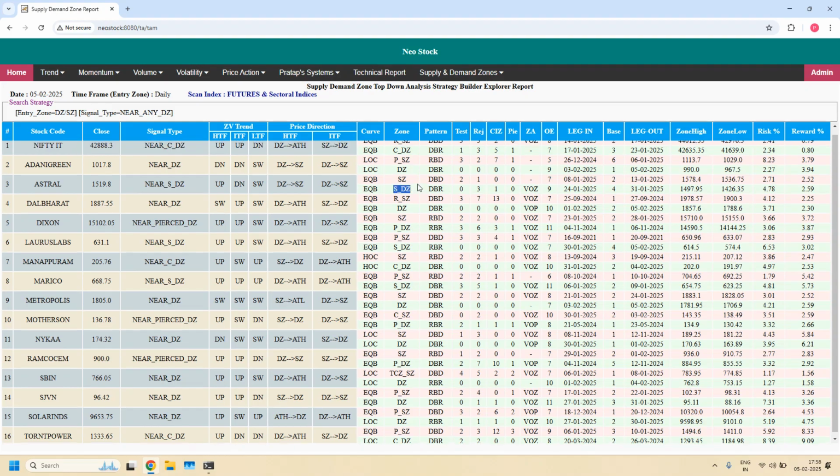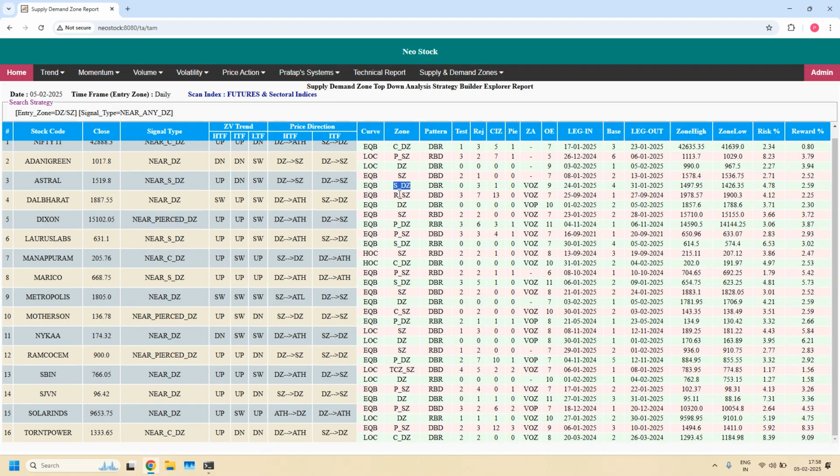Astral is having a high liquidity zone, daily demand zone. Laurus Labs is having a high liquidity demand zone. Manapuram is having a high liquidity demand zone. Marico is having a high liquidity demand zone, daily demand zones.